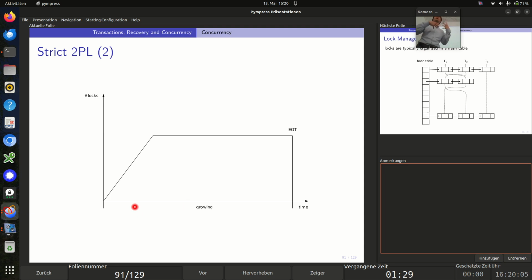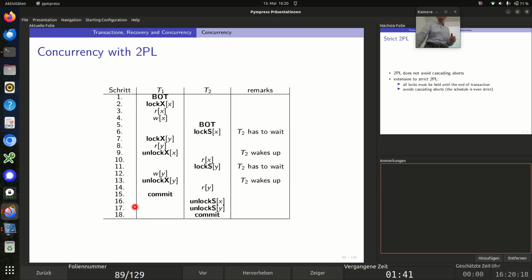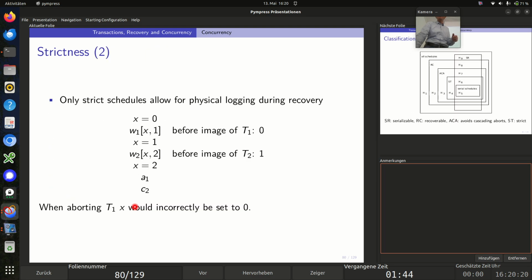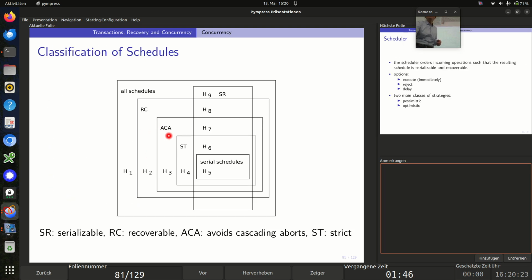So what are the properties of 2PL? What kind of schedules does 2PL guarantee? You remember, we had the different properties last time: recoverability, avoiding cascading aborts, strict schedules, and another property was serializable schedules. And now the question was, if we have a history, a schedule which has gone through 2PL, in which part of it is it here?